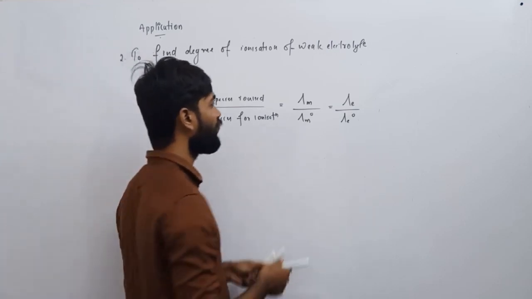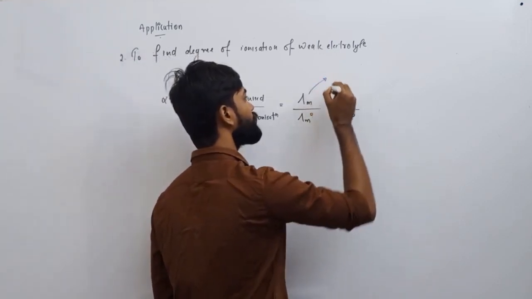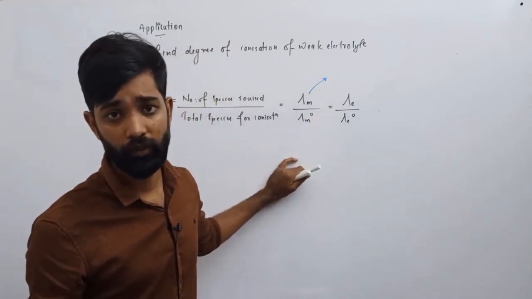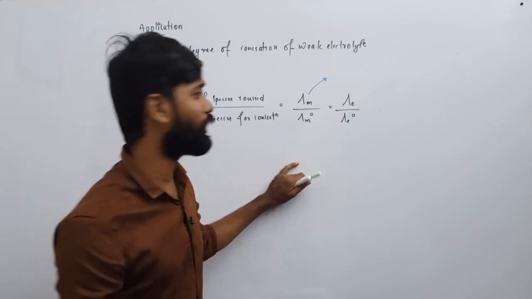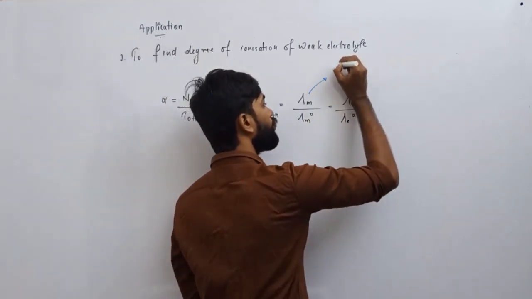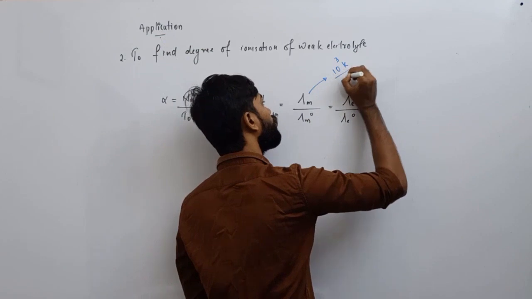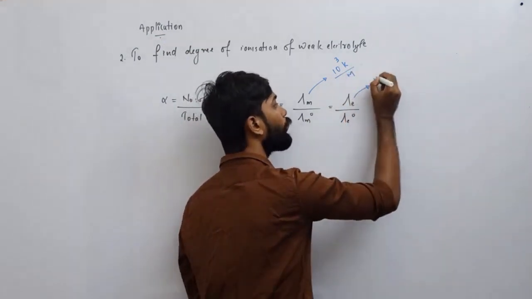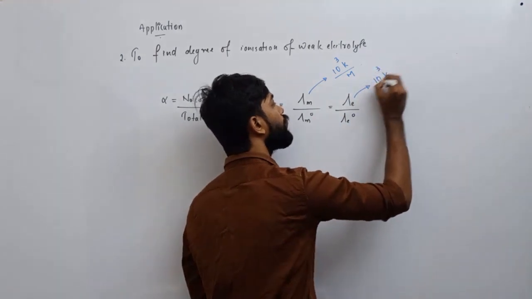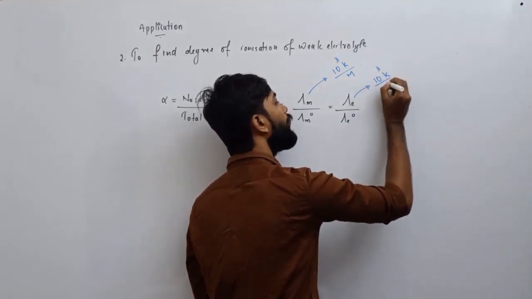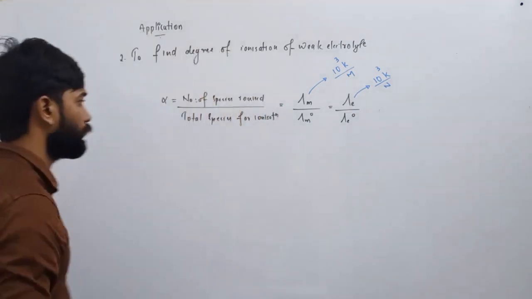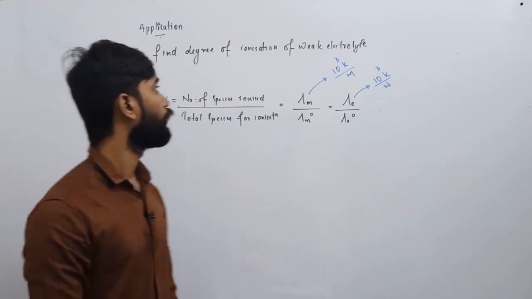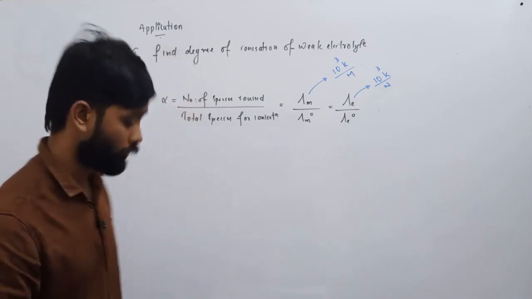What do you mean by lambda m? Lambda m is the molar conductivity at any concentration, and lambda m0 is the molar conductivity at zero concentration, or limiting molar conductivity. How can we find the lambda m? It is already discussed: 1000 times kappa divided by molarity. And what is lambda e? Equivalent conductivity at any concentration. How can we find the equivalent conductivity? 1000 kappa divided by normality. Ready? Fine. So this is the second application, to find the degree of ionization of a weak electrolyte.